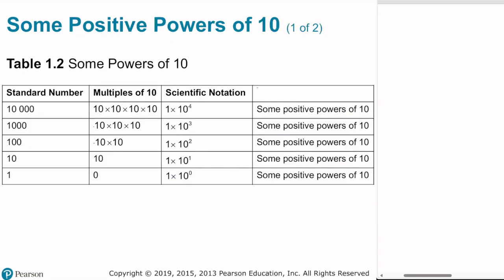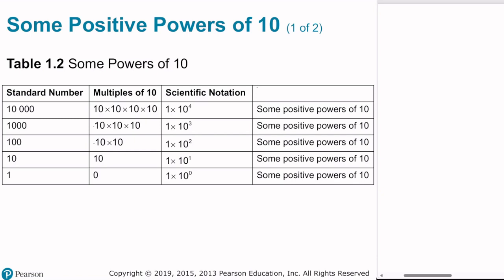Next, we'll explore some positive powers of 10. 1, as our standard number, could be expressed as 1 times 10 to the 0. So we would have no multiples of 10 here, and 10 to the 0 is 1, so 1 times 10 to the 0 would give us 1. 1 times 10 to the first would give us 10.